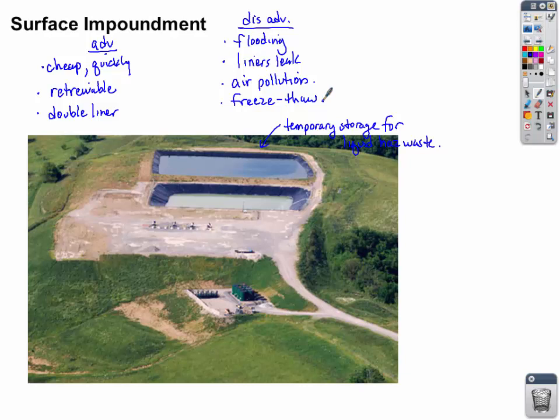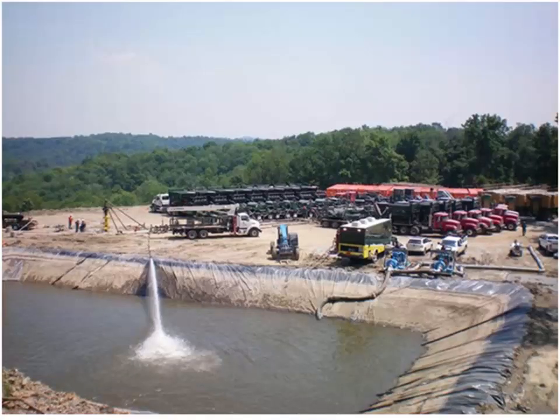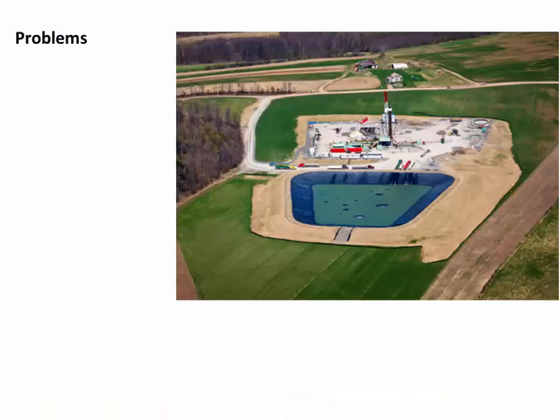So there's a lot of disadvantages to surface impoundments, but it's a cheap and quick way to temporarily store liquid hazardous waste at the surface until it can be moved to a more secure location or permanent disposal site. Here's a couple of trucks filling up a surface impoundment that has a liner installed, and you can see it's by the millions of gallons. Each surface impoundment can hold about 15 million gallons of fluid.